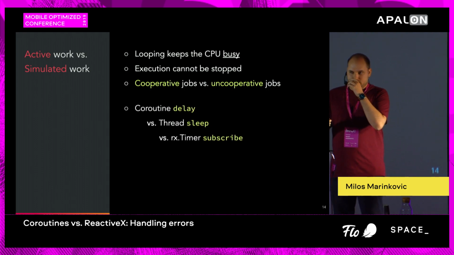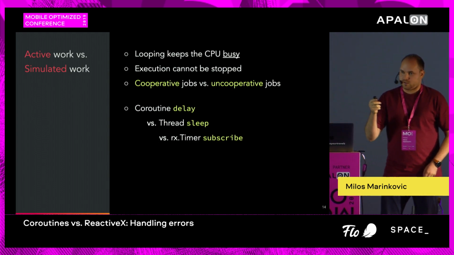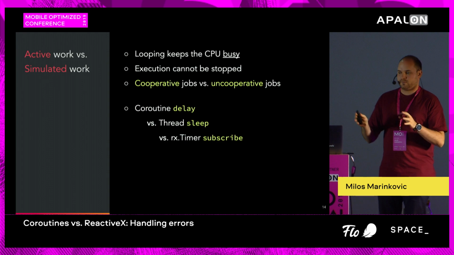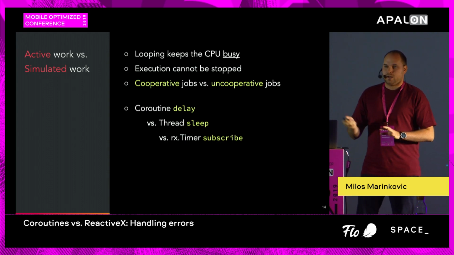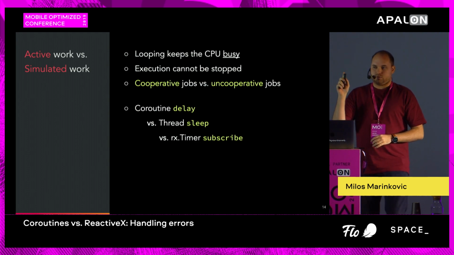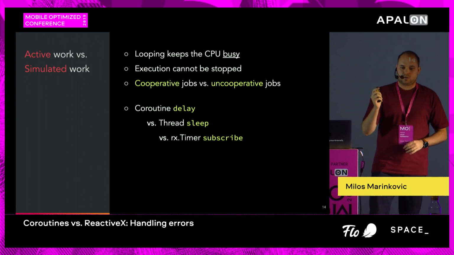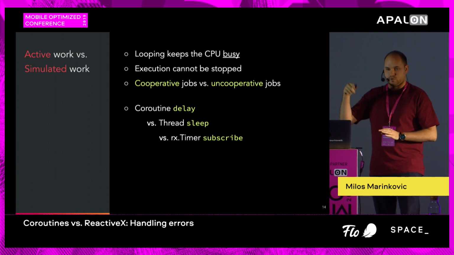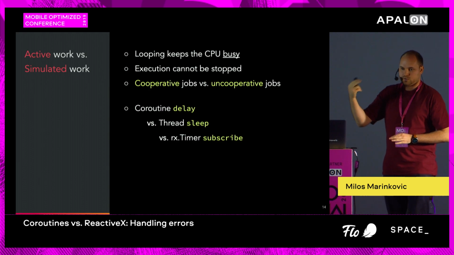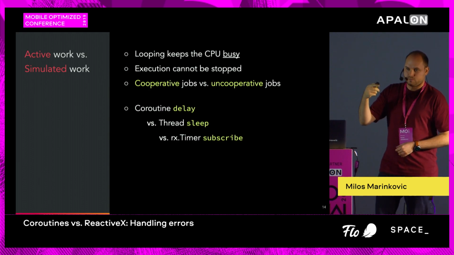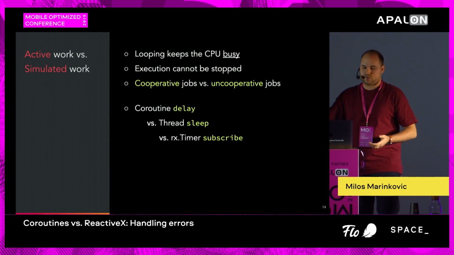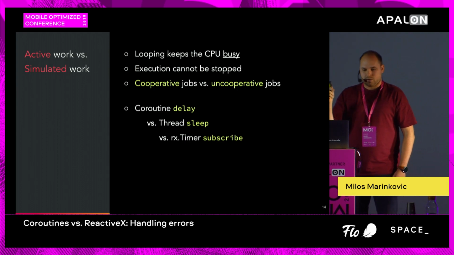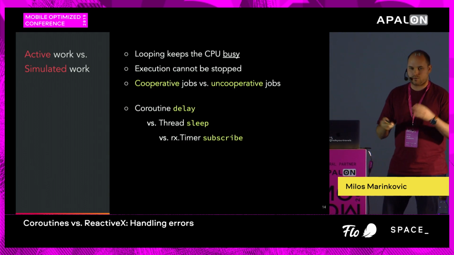So if you're using stuff like coroutine delay or thread sleep or Rx timer subscribe, it essentially does the same thing. It's kind of simulating work by waiting there. And if you cancel, or if you interrupt, or if you dispose, respectively, they will throw an exception. In all of these three cases, they will immediately throw an exception, which is different from doing actual work. If you're looping and you interrupt, nothing happens. The thread continues looping unless you specify in every loop cycle, oh, am I alive? If not, then stop looping. So it's very important to know the difference between active and simulated work, because when we start throwing errors and attempt to crash the app, simulated work will behave differently.